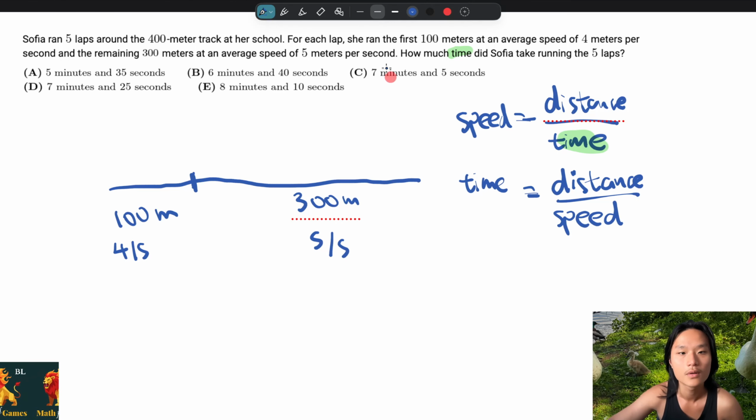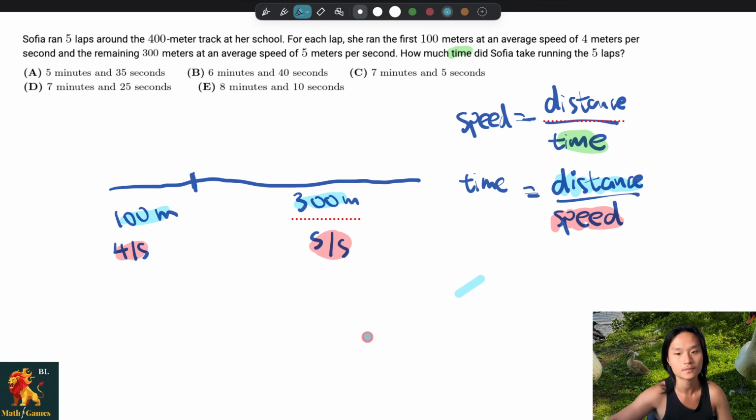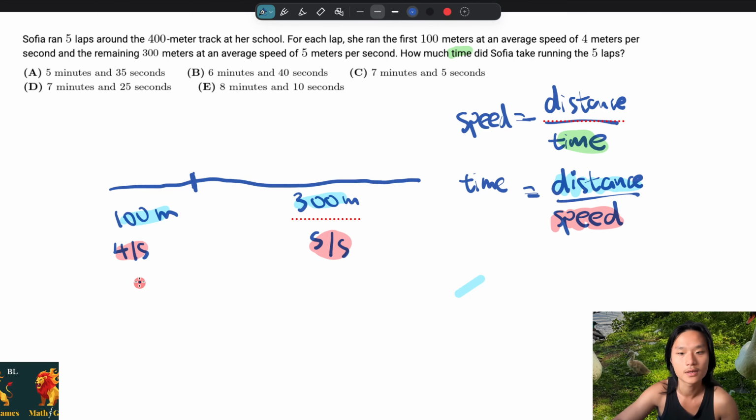So the speed, we are given 4 meters per second and 5 meters per second. And that is the speed. And the distance, we have 100 meters and 300 meters. And that's the distance. So let's apply this formula to our question.